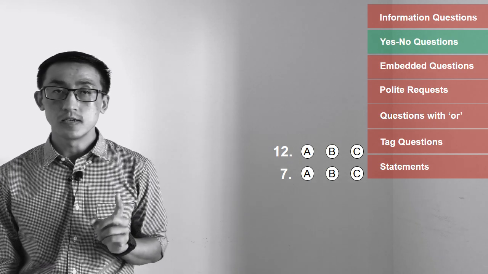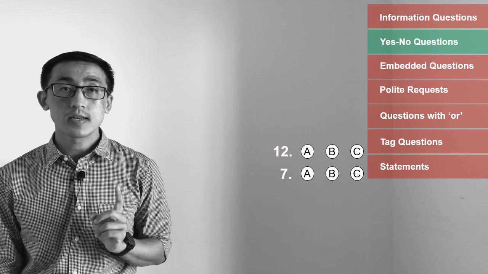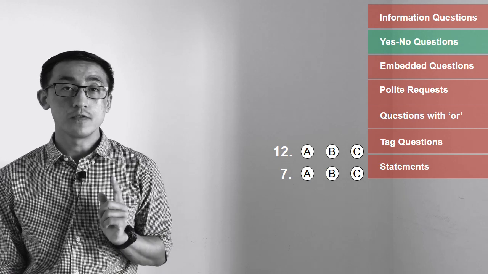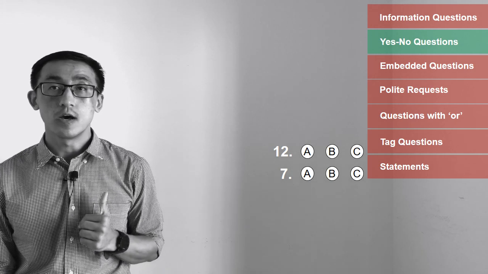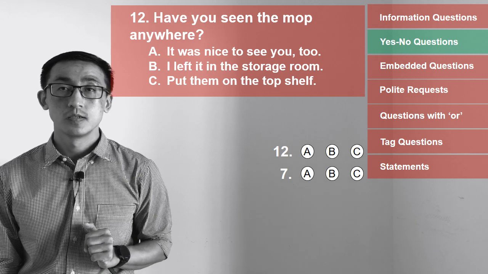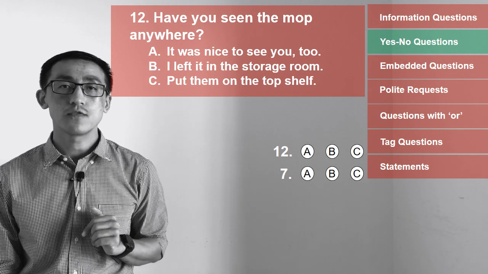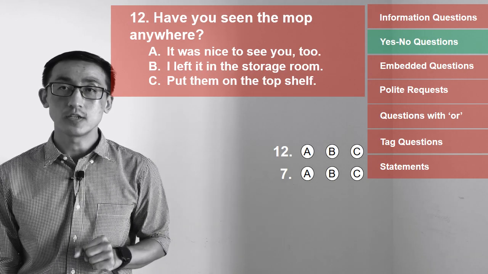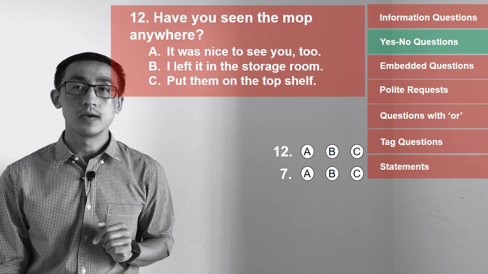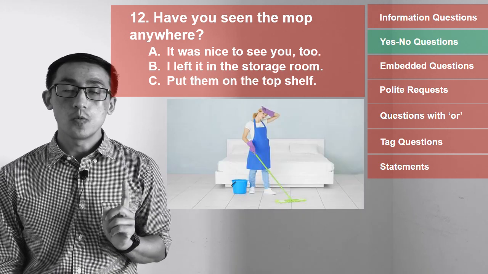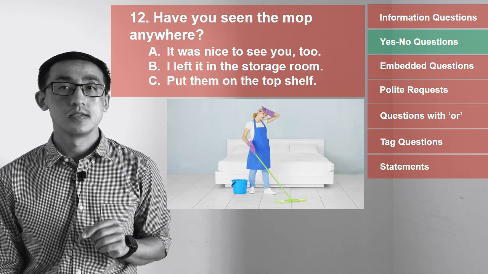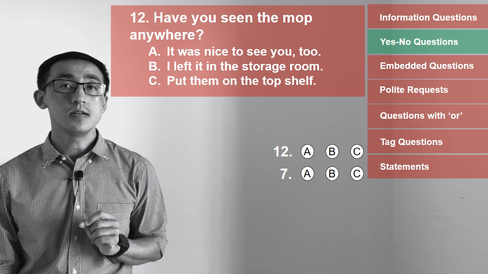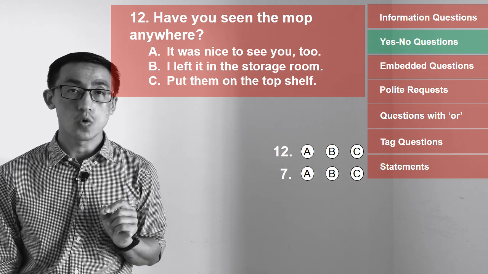So now that you have listened to the question and the statements, what kind of question is this? So this is a question with the verb to have. So let's look into the question in the written form. So have you seen the mop anywhere? They're looking for something, right? Mop. So I have taught you about mop in the previous photograph section. You can check the meaning of the word mop and mopping. So based on this one, which one is the correct answer? So based on this question, the correct answer is statement B. I left it in the storage room.